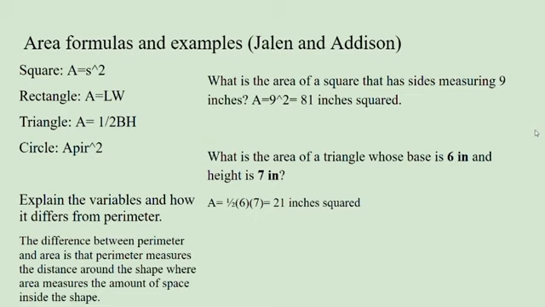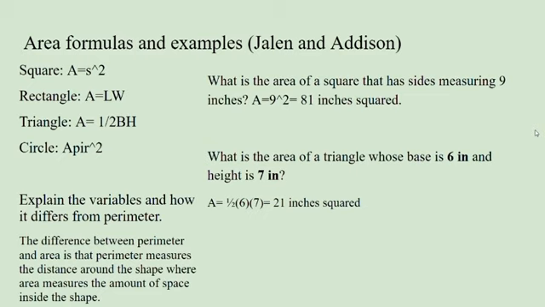For the second question, it is, what is the area of a triangle whose base is 6 inches and height is 7 inches? For this, you would use the triangle area formula, which is area equals 1/2 times base times height. Using this formula, you do A equals 1/2 times 6 times 7, which equals 21 inches squared.